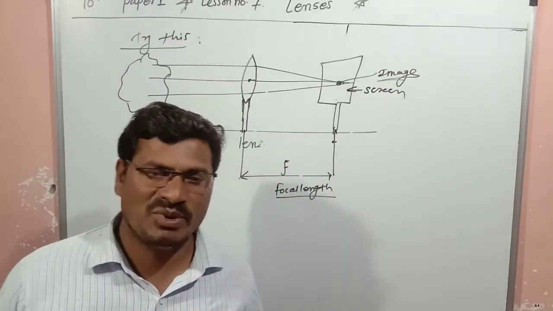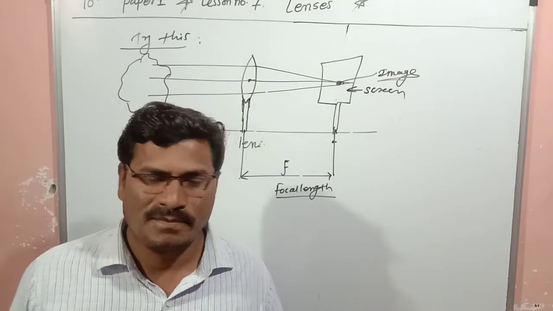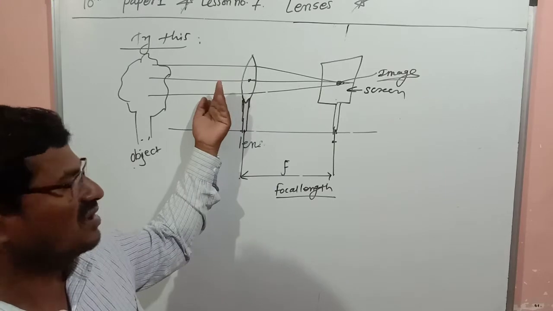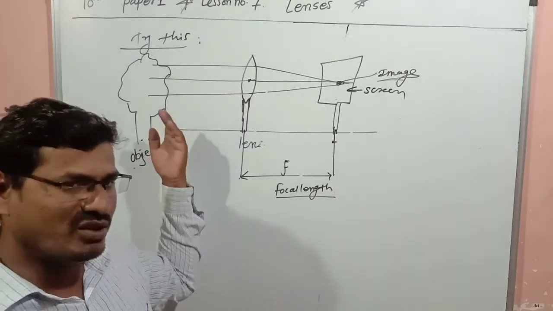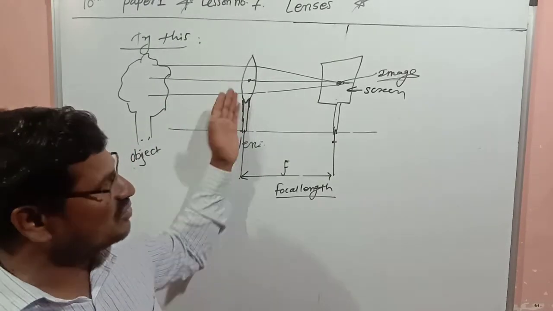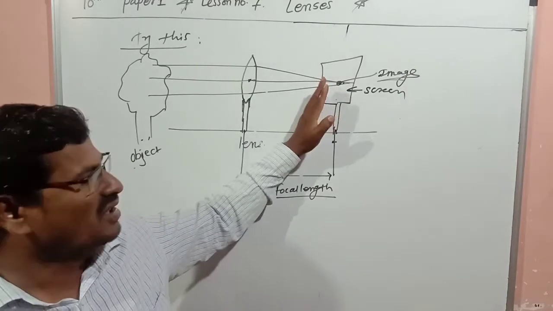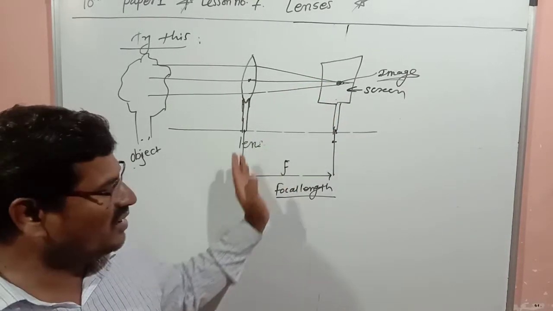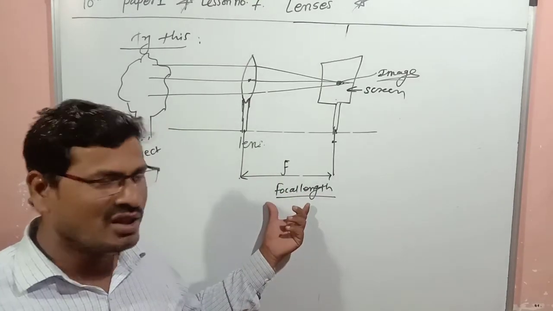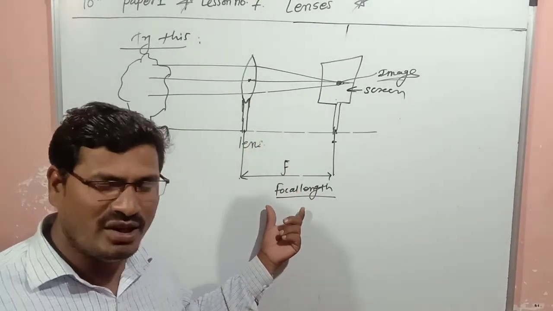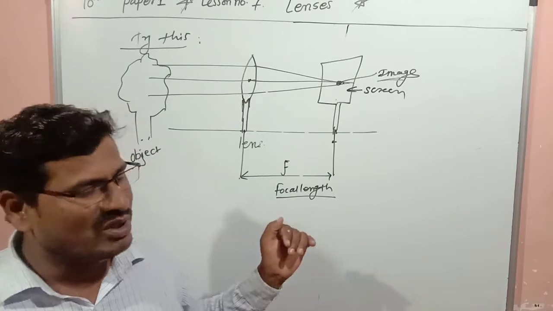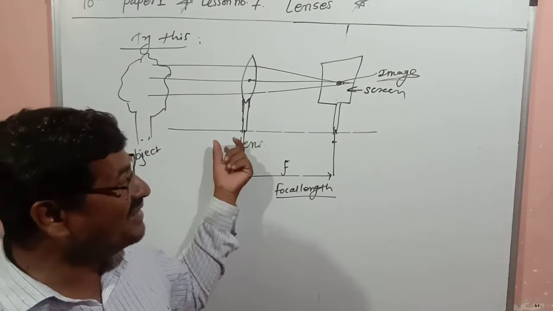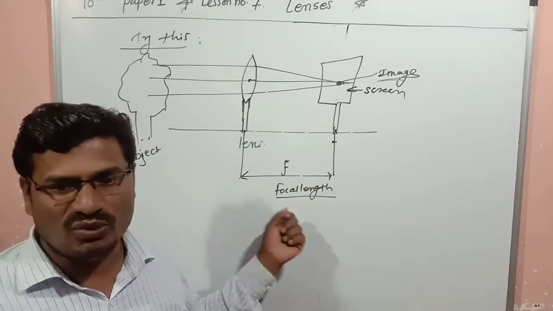And you have to repeat the same experiment by changing the sides of the lens. The side that was facing the object, you now take towards the screen. That means only the sides change, and after changing you again do the same activity and find the focal length. With this you can understand that the distance between the lens and the screen is what we call the focal length.